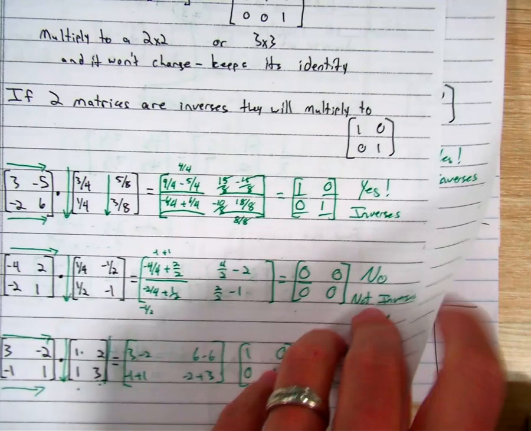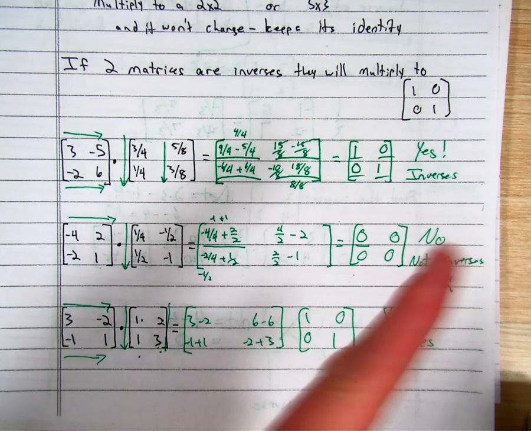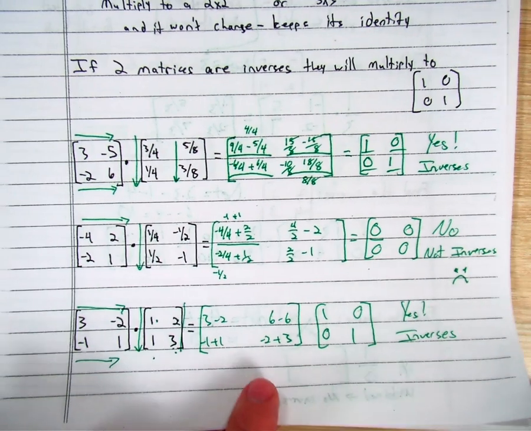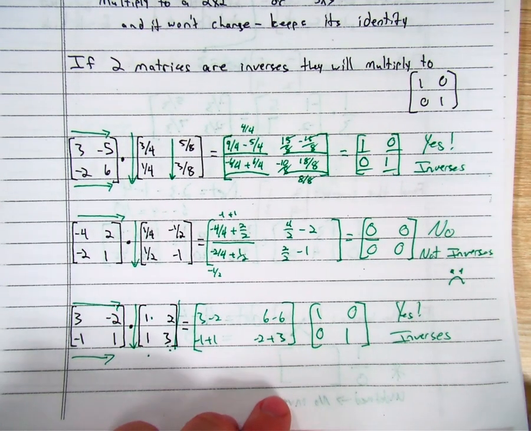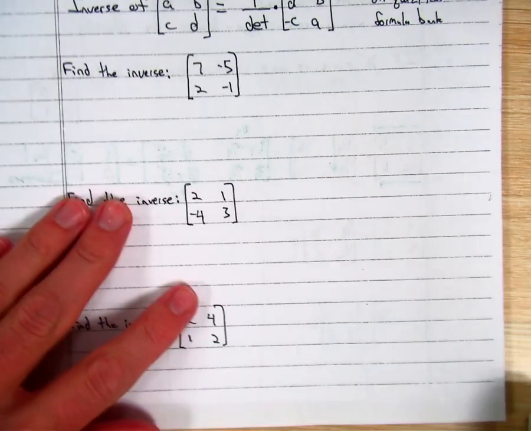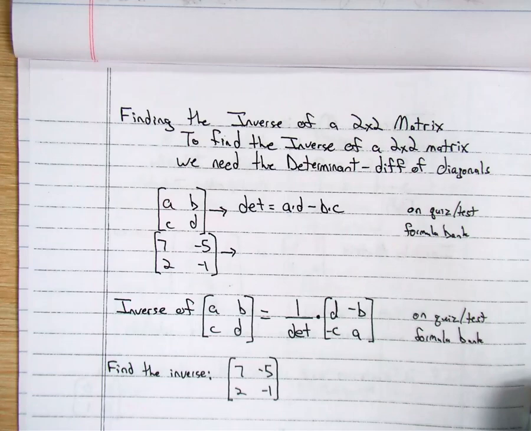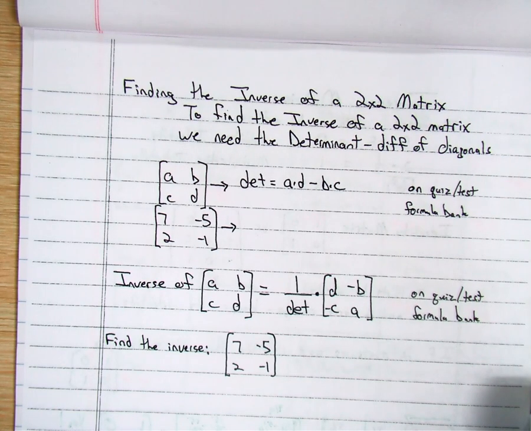All right. So the front side, you were given two matrices and you had a test to see if they were inverses using that property, that inverses should multiply to 1, 0, 0, 1. Back side. On the back side, you are going to learn how to come up with an inverse for a given matrix.